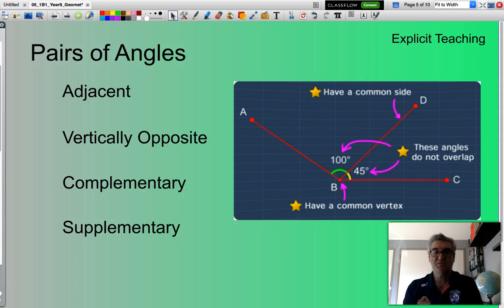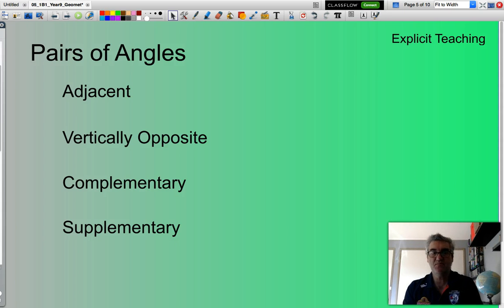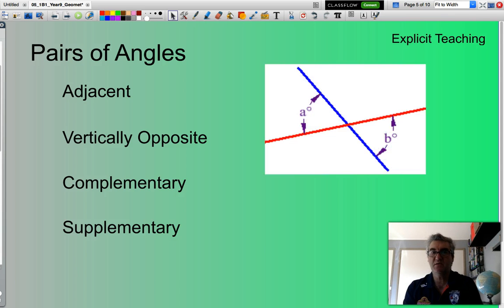Now vertically opposite angles is the next one. So vertically opposite angles are two angles which are opposite each other. You can see here angle A and angle B are opposite to each other. Now you should note that this angle equals this angle here.